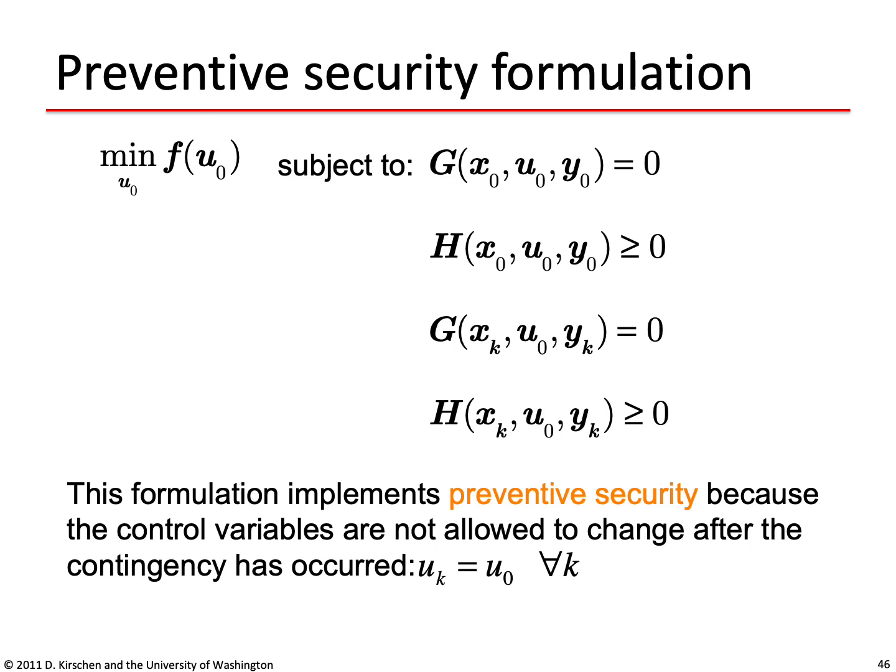This formulation of the security constraint OPF implements what's called preventive security, because we assume that the control variables u0 do not change between the base case, which is the state where we expect to operate, and the contingency cases, which are the states that might occur if a contingency does develop. So we have u0 appearing in the contingency constraints.